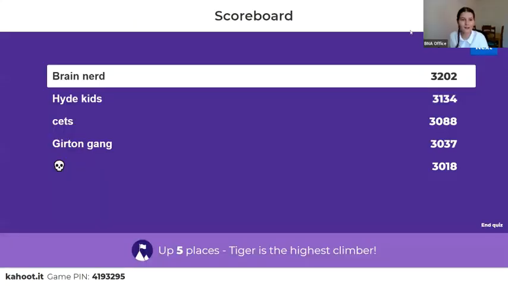So here is our leaderboard. Well done, everyone. Brain Nerd still in first place. I think you might have been in first place now for a while. So well done, that's absolutely brilliant. Oh wow, up 5 places, Tiger is the highest climber. That's brilliant, that means you've improved a lot in the last couple of questions.